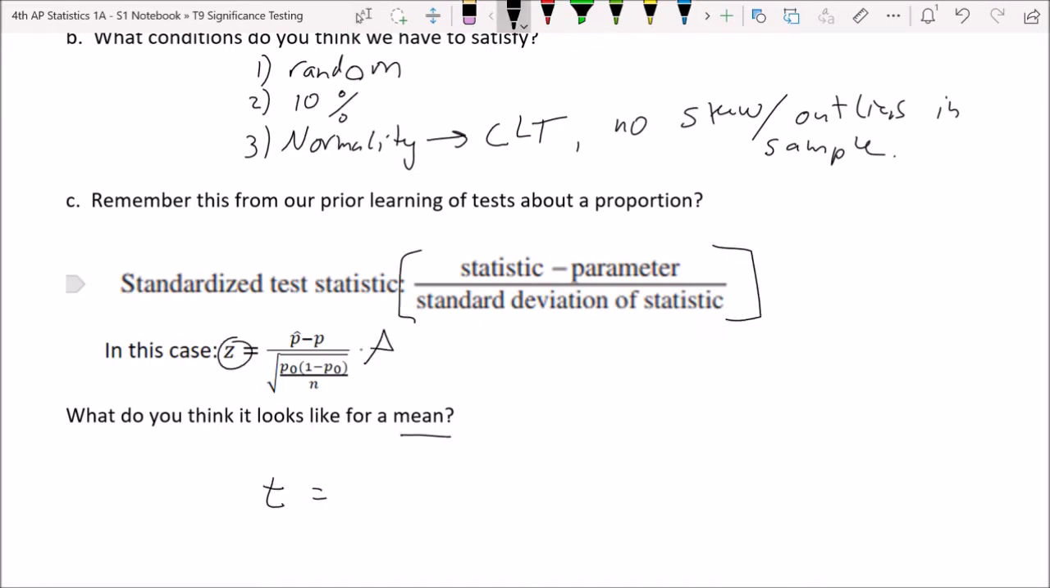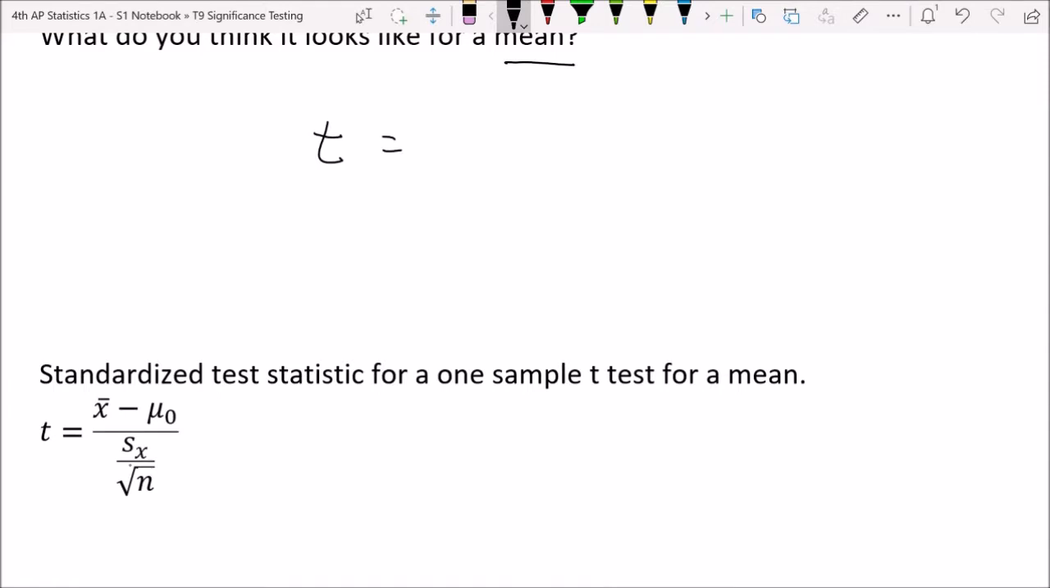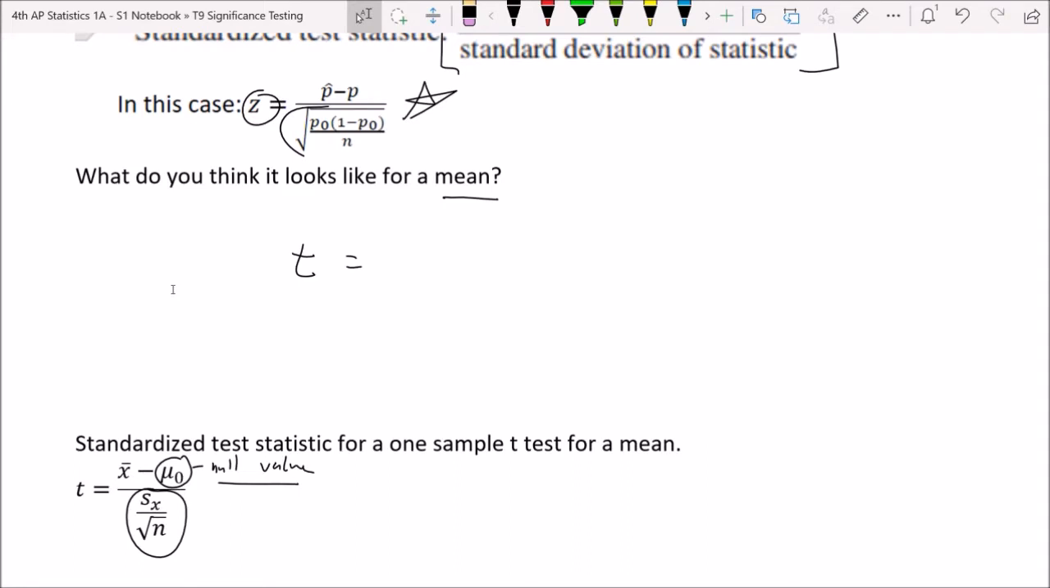So right here, this was last video. What is it going to look like for a mean? Well, it's going to swap all these things out for things that relate to means. It's going to look like this. So we have our statistic minus the mean, and notice that's the null value. And then this is the standard deviation of the sampling distribution. In the same way that in the example above with proportions, the thing in the denominator was also the standard deviation of the sampling distribution. That one's just the standard deviation for the proportion though.